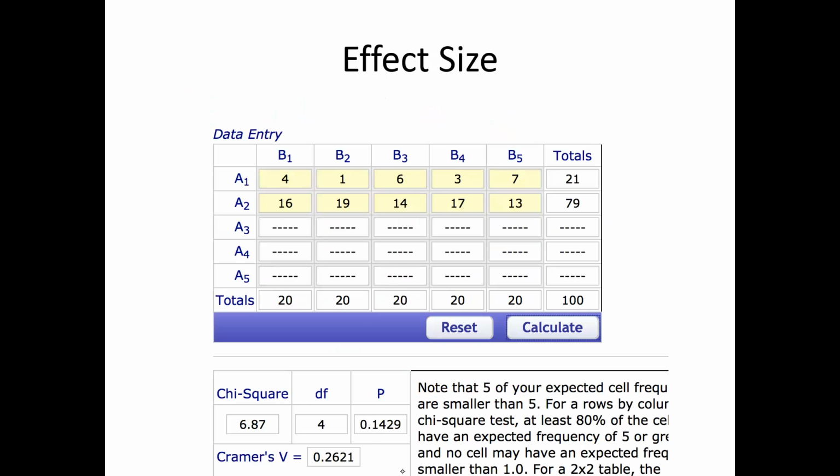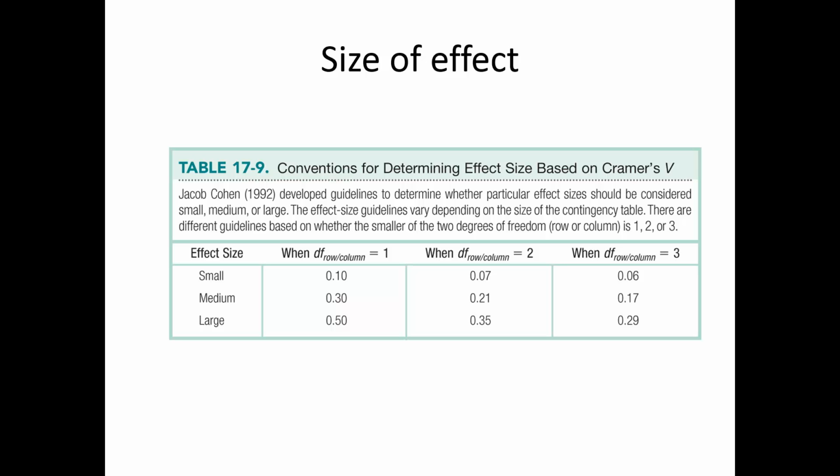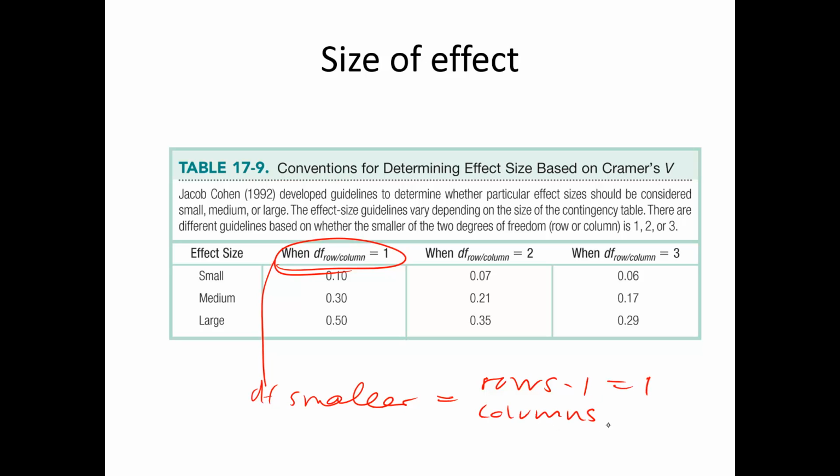Now, effect size is here listed under Cramer's V, or phi. So you can use that symbol or this one. Oops, that's a mess. How about that one? And that is 0.26. So in interpreting its size, we need a chart. Okay, remember that this is DF smaller. So that's rows minus 1, which was 1, and columns minus 1, which was 4. And so that's DF smaller. And so I guess it's close to a medium effect size. So we have a medium effect.